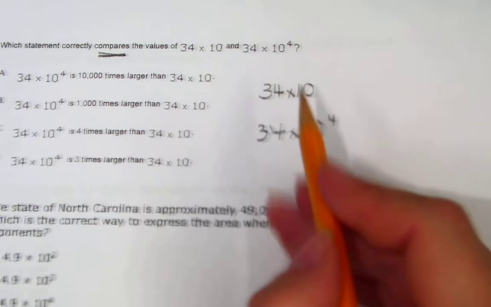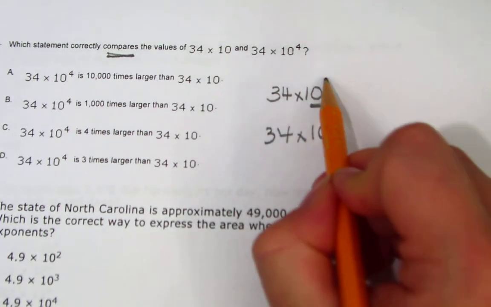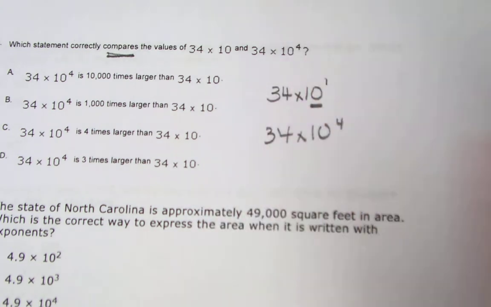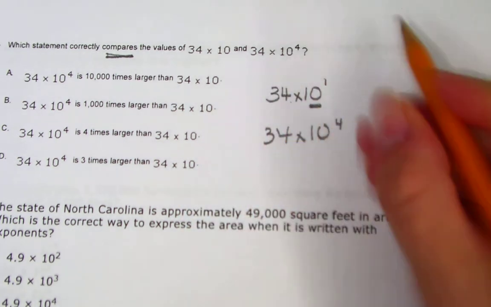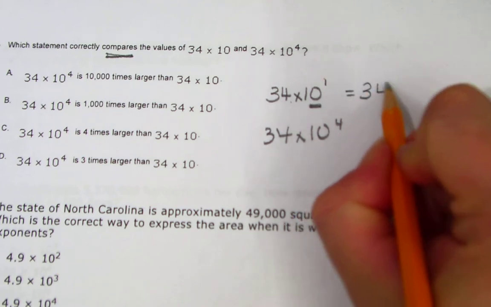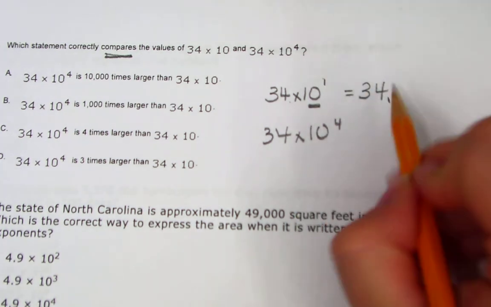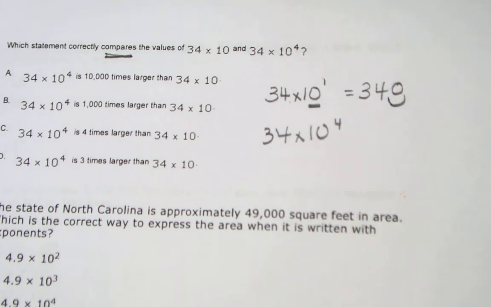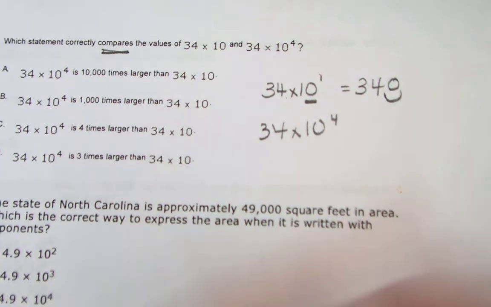So I like to start with 34 times 10. I'm only moving it one spot. Anything times 10 is 10 to the first power. So I'm going to be moving it. I know that when I have a whole number, my decimal is at the end of my whole number, and I'm going to be adding a 0. So 34 times 10 is really 340.